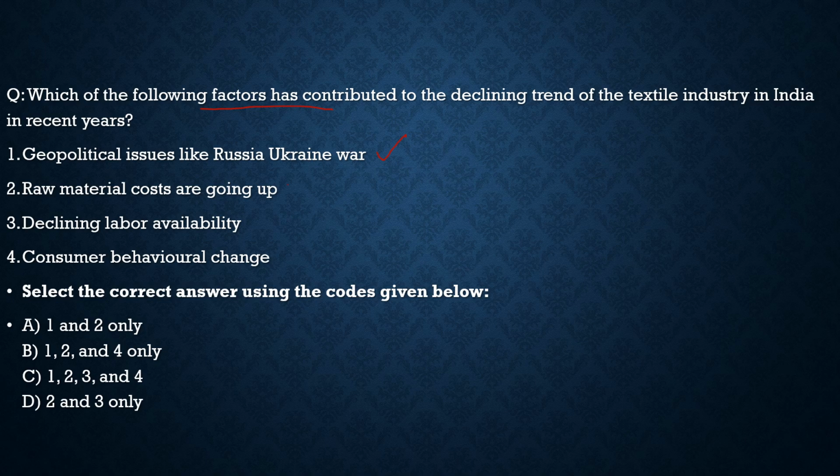Third, declining labor availability, 100% correct. This is also one of the issues. And fourth, consumer behavioral change, 100% correct. This is also one of the issues. So with respect to this question, which are the factors that have contributed to the declining trend of the textile industry, we can say all the four are the factors which led to the decline of the textile industry. So with respect to this question, the correct statement is option C.